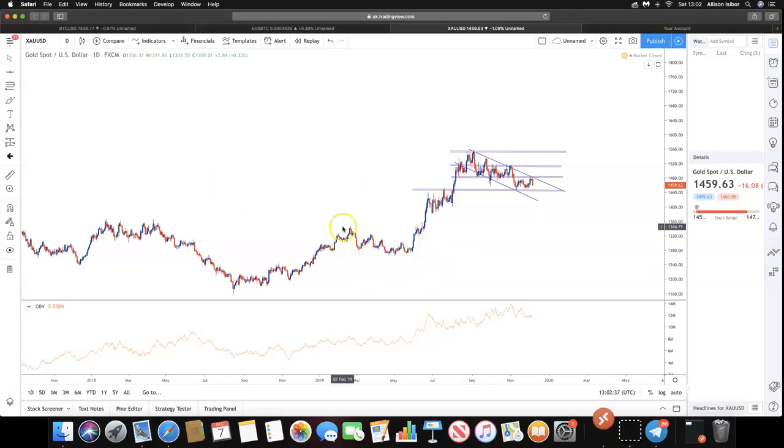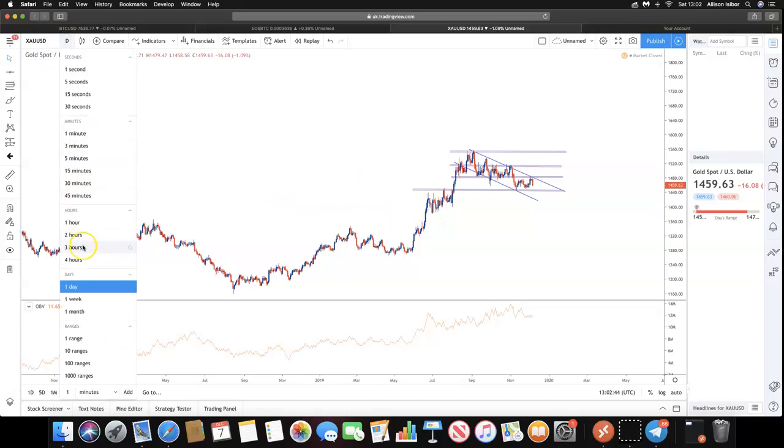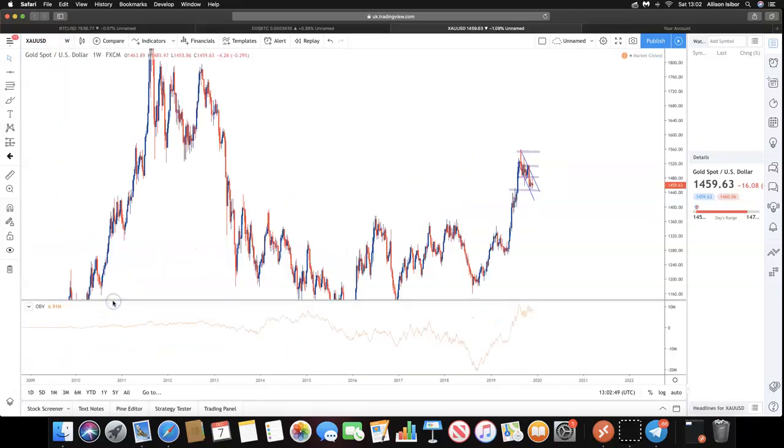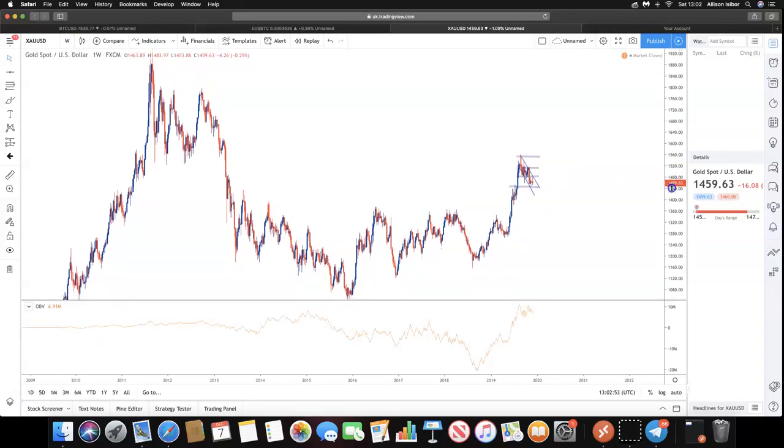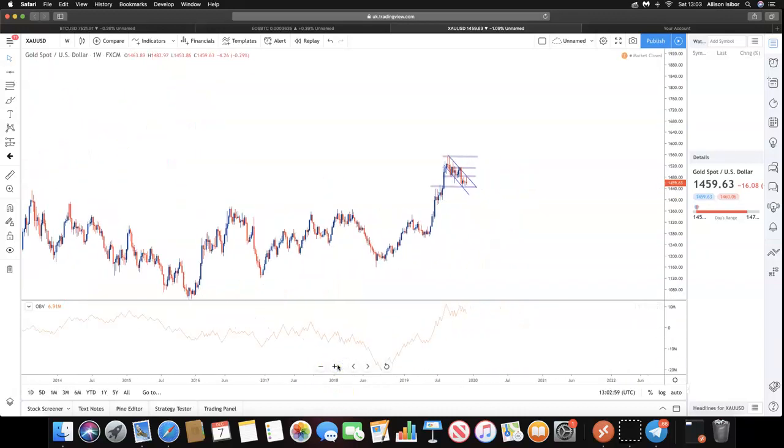If you use a top-down approach, at least you have a very good context of what is happening in the market or where your asset is currently. So I'm going to use the weekly chart of gold just to illustrate my point. I don't trade the weekly chart because I'm a day trader, but it is good to understand where you are in the grand scheme of things.